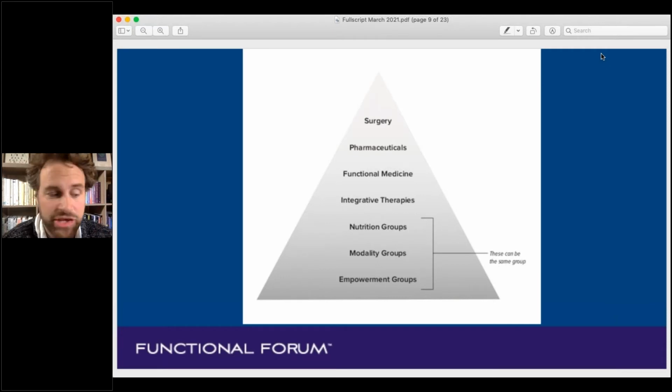Then you have modality groups. So, Jim Gordon has his mindfulness-based stress reduction groups where he's gone to Kosovo and Puerto Rico after the hurricane, and got insane reductions in PTSD by doing mindfulness-based stress reduction in groups. And then we have nutrition groups. And ultimately, my thesis is these can all be the same groups, right? We can run groups that include nutrition, modalities, and empowerment as part of them.